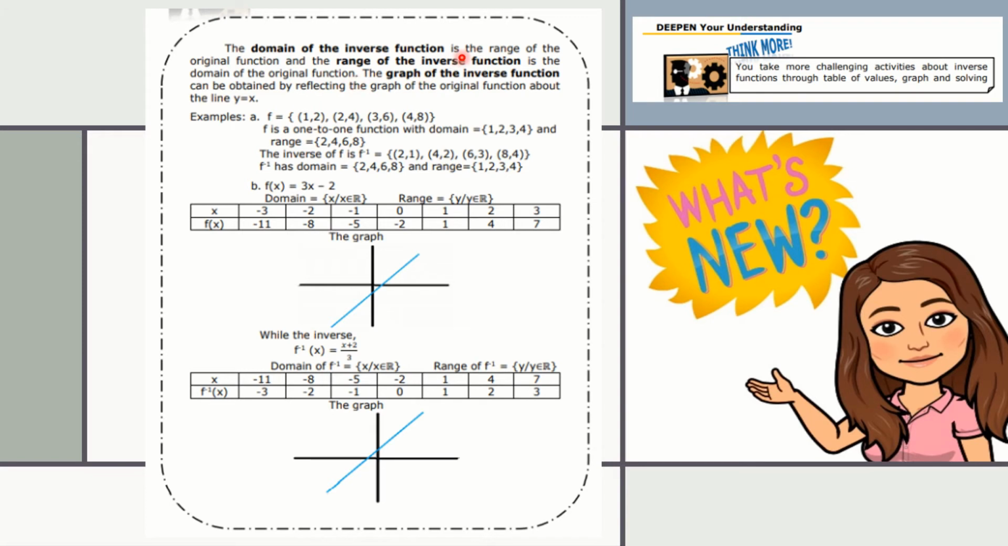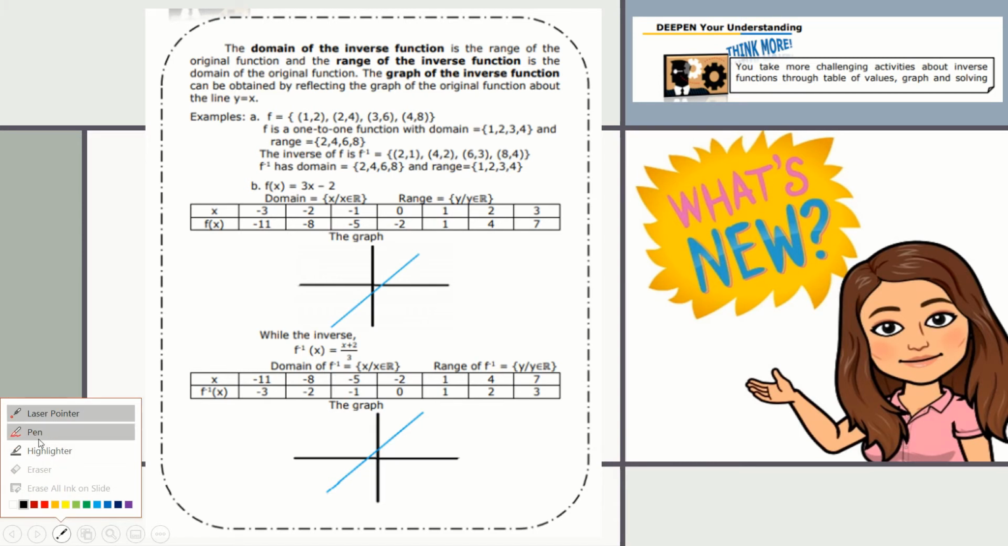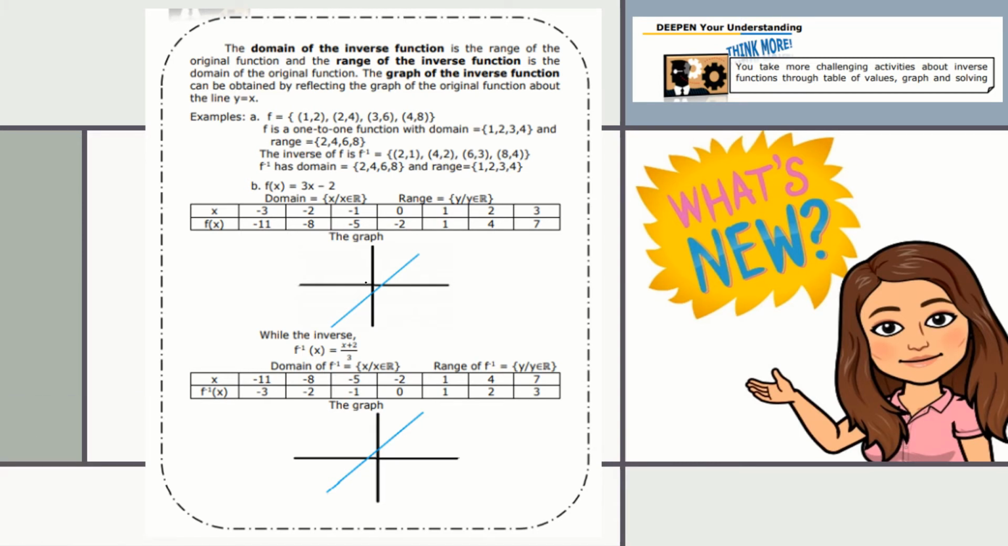The domain of the inverse function is the range of the original function, and the range of the inverse function is the domain of the original function. We can see that here clearly. The graph of the inverse function can be obtained by reflecting the graph of the original function about the line y is equal to x. So if we try to draw the line y is equal to x, that's somewhere here, right? Somewhere here. This is the line y is equal to x.